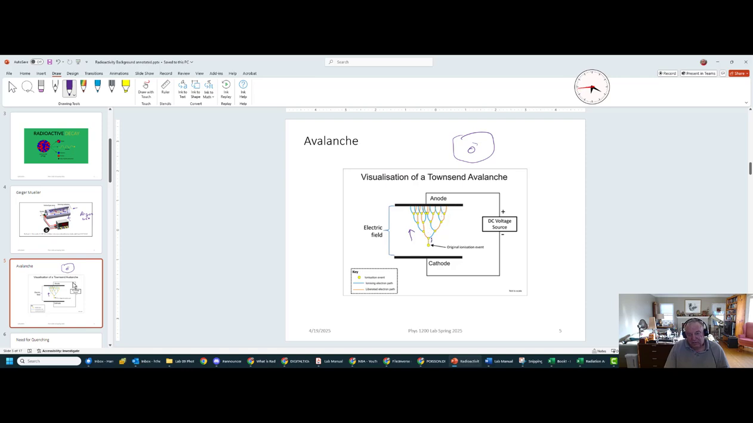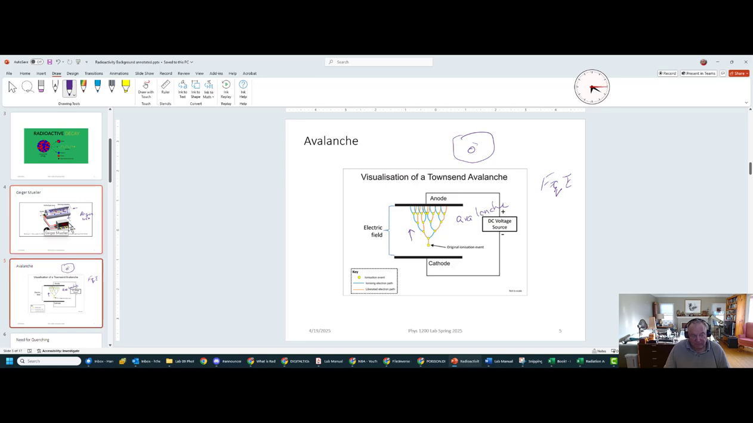So then the electron's going faster and faster and faster because of the F equals QE force. And eventually, very quickly, it gets fast enough that it hits an air molecule and liberates another electron. And then this keeps going on, and they multiply until we get what's called an avalanche. I didn't even know, Townsend is some dude who described this, I suppose.